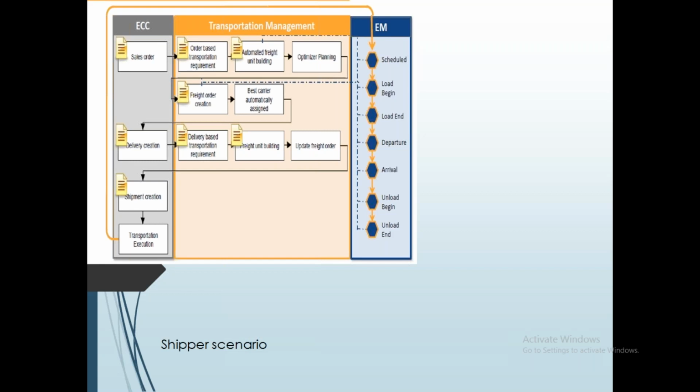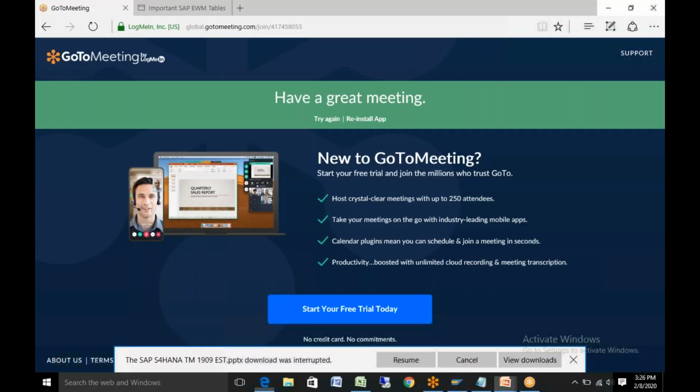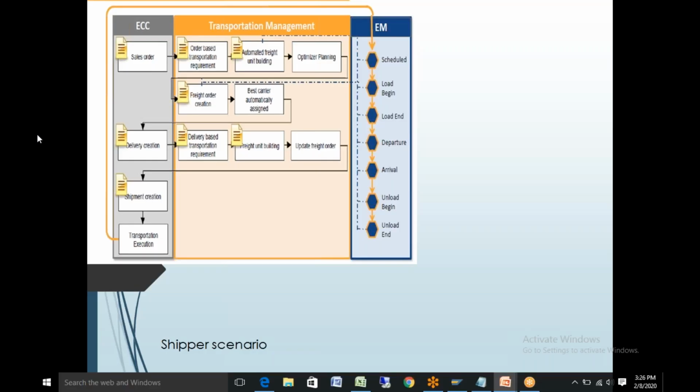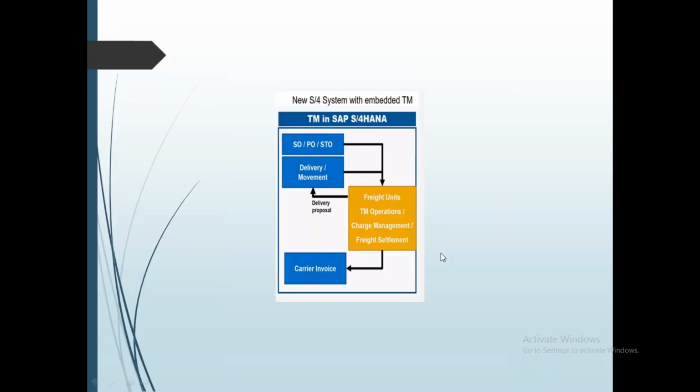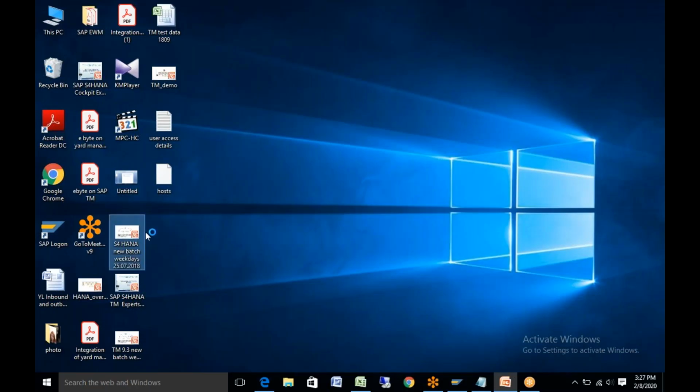Then we'll start with the organizational structure. I'll start with the organizational structure, where we'll see what different organizational units we will require for TM. And then I will explain the scenario we are going to implement. We are going to implement a multimodal scenario, where you are moving from one location to another location. This is the scenario we'll cover.